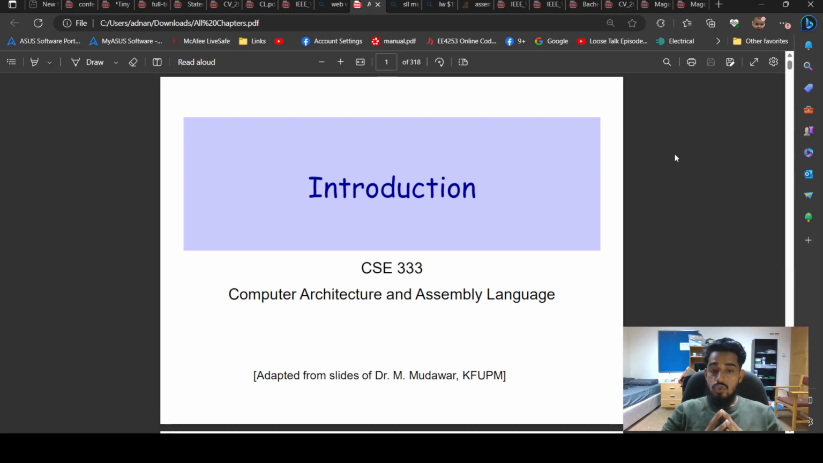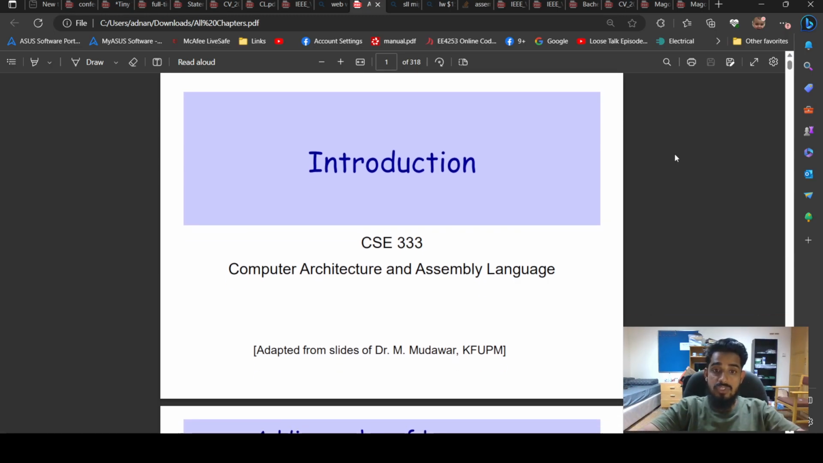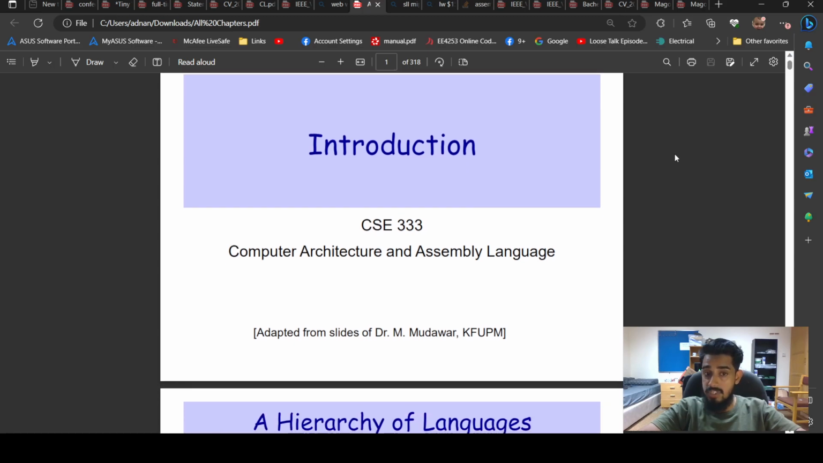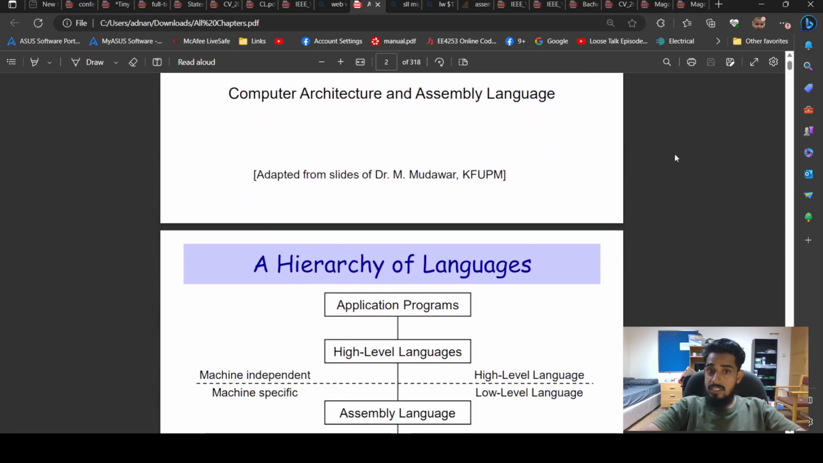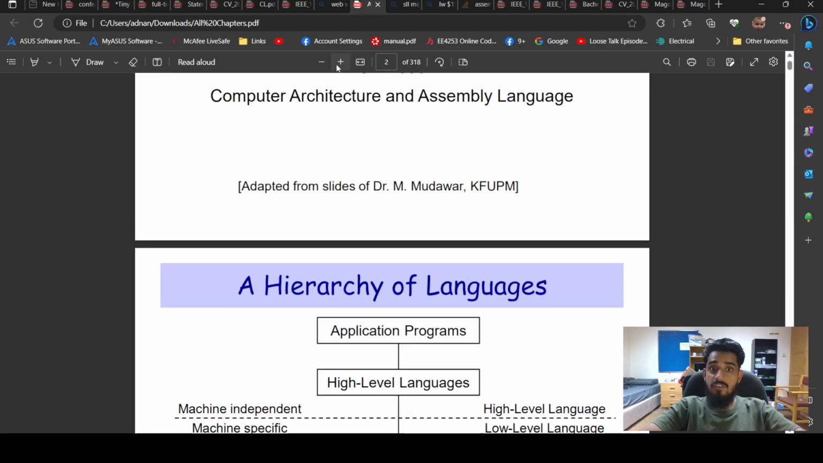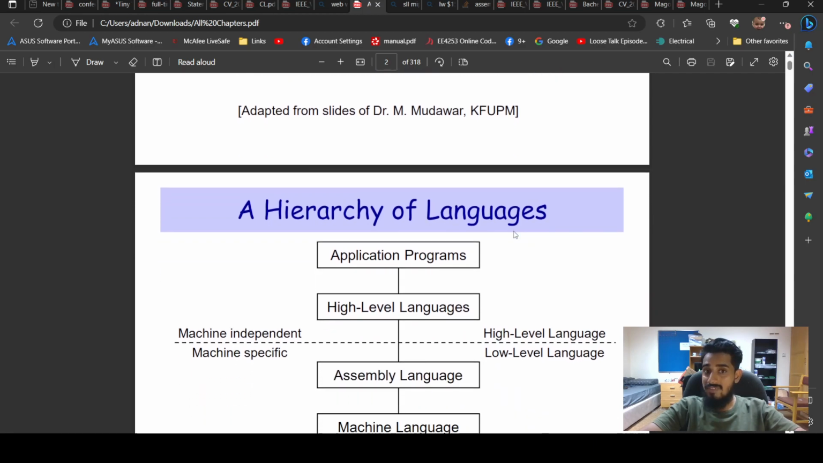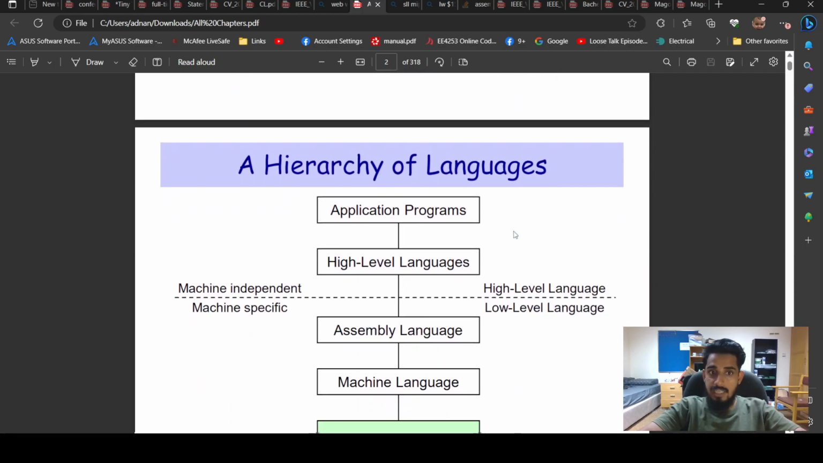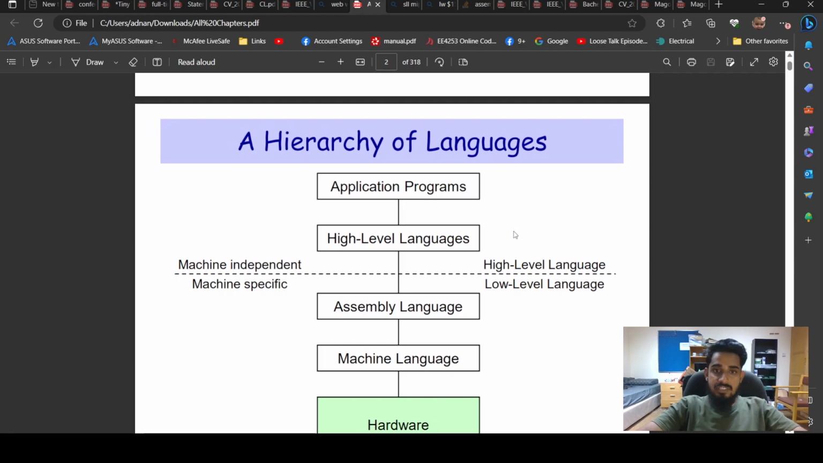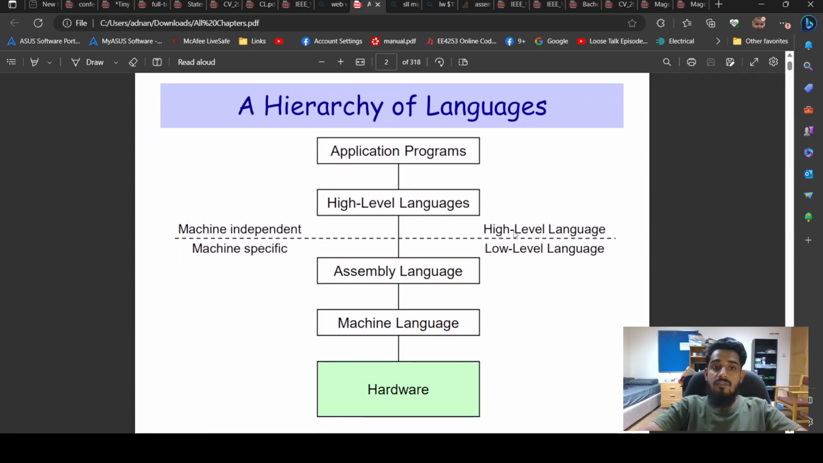Here in this lecture, we are going to see computer architecture and assembly language. These slides are taken from the King Fahd University professor Dr. Mudawar, and I'm going to give the credit to Dr. Mudawar for these slides. In this lecture, we will see the hierarchy of languages.